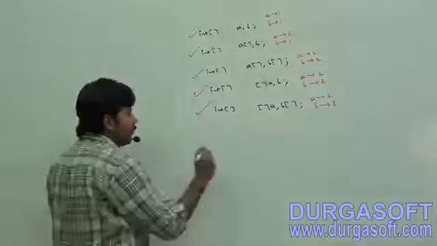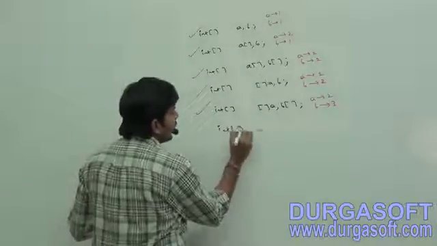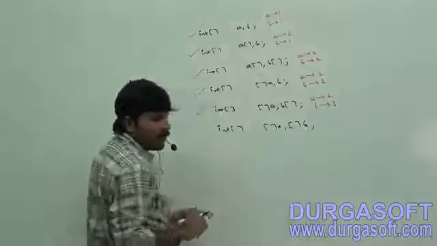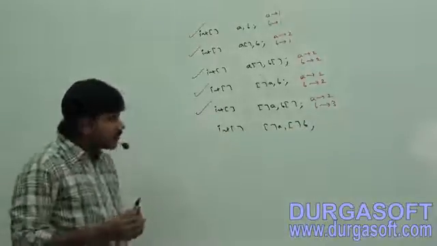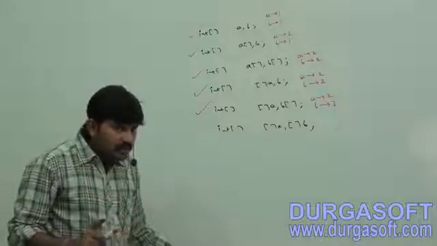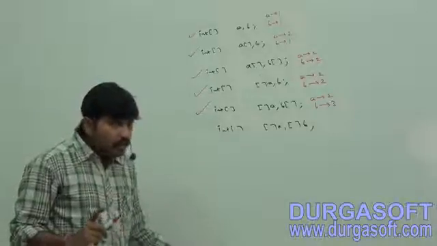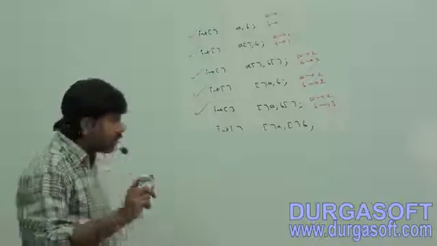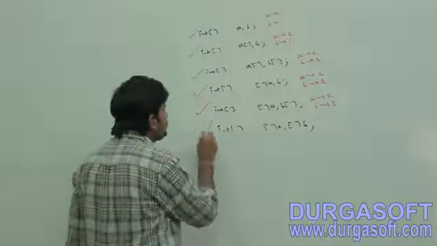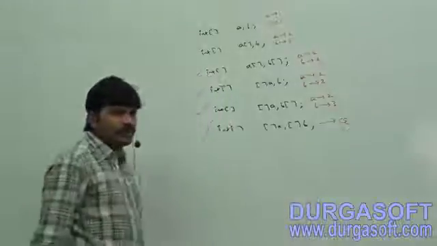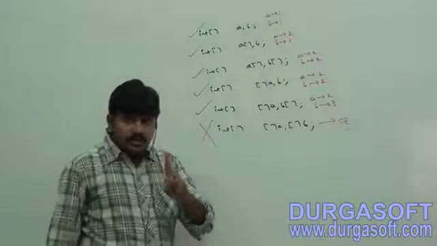Now, int array, A and B. What is A's dimension? 2. What is B's dimension? Make sure if you are taking it like this, the compiler will give a compile time error on the left and right. So that's the second conclusion you should be aware of.